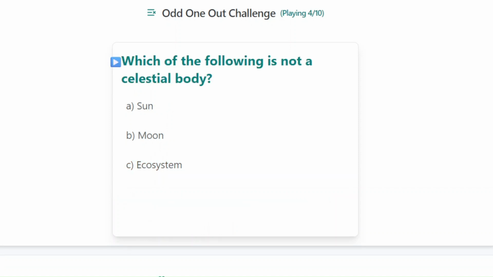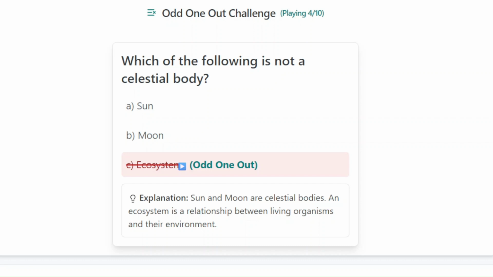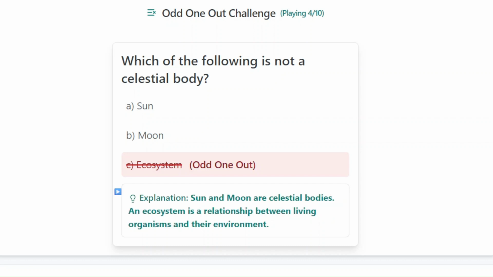Which of the following is not a celestial body? Sun. Moon. Ecosystem. The odd one out is ecosystem, because sun and moon are celestial bodies. An ecosystem is a relationship between living organisms and their environment.